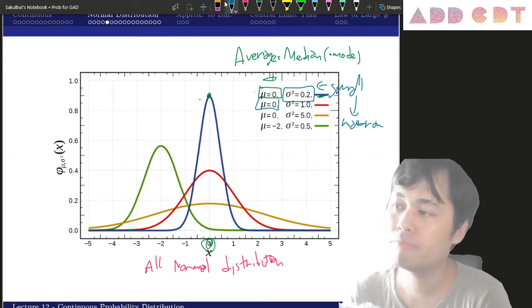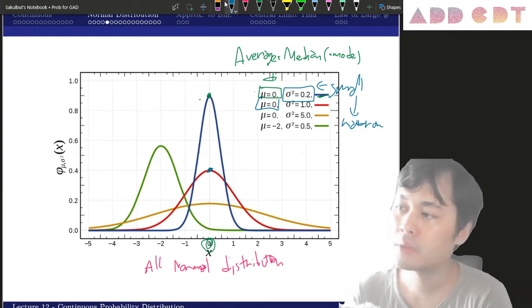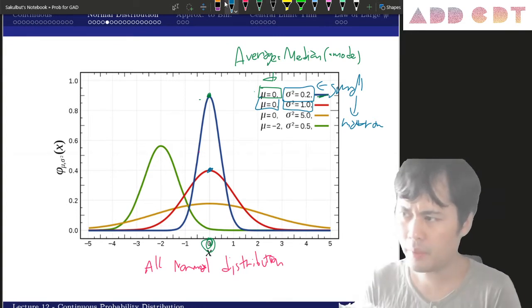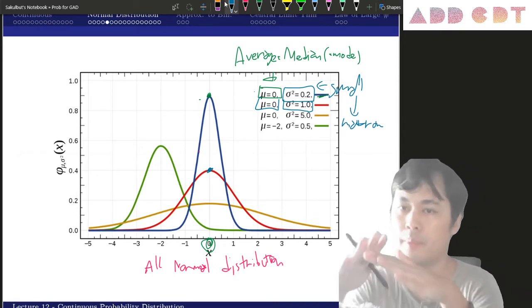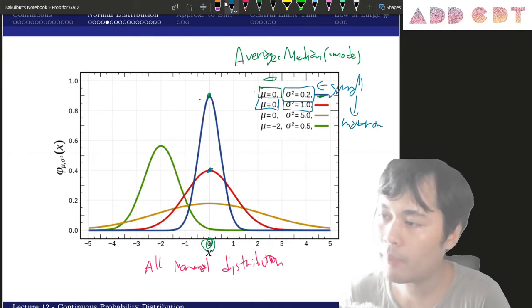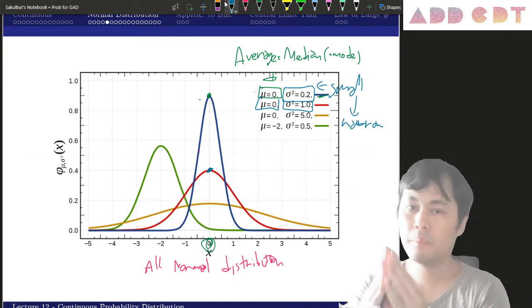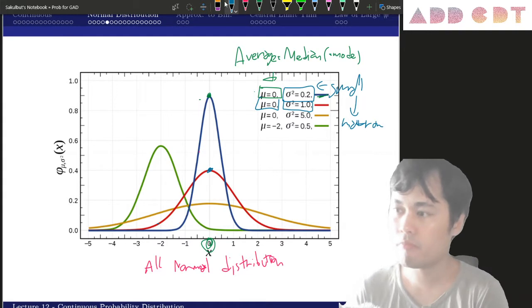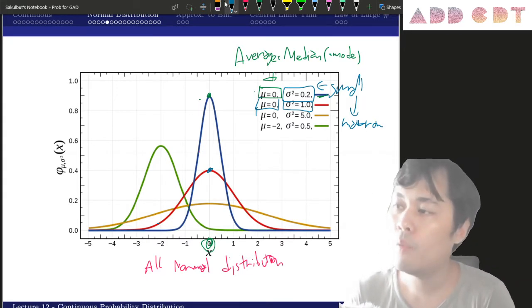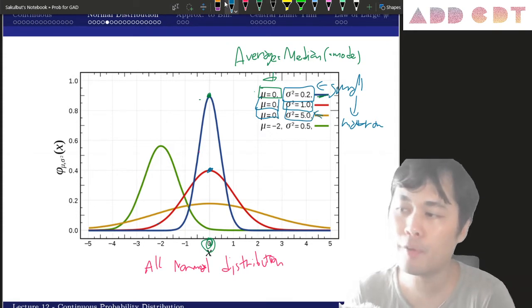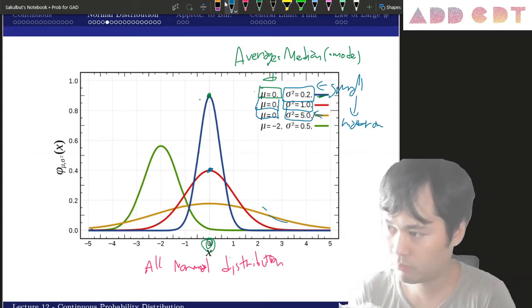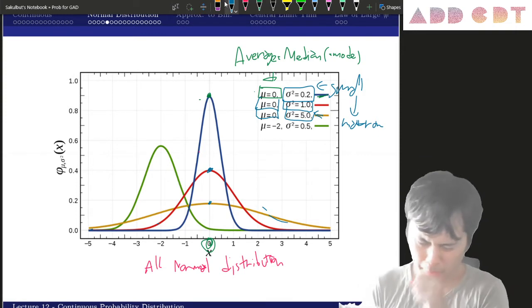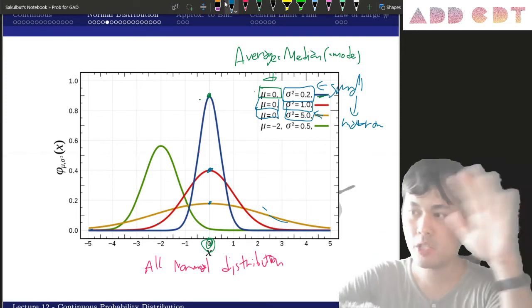For the red one, we have the same average, the same center here. But now the variance is higher, and when the variance goes higher, the curve spreads further. So for this red one, you start with the blue one at 0.2, and when we increase the variance, it spreads to both sides at the same time. When we have the same mu and a different variance, in this case 5, the curve is very spread. You have a wide but short curve.